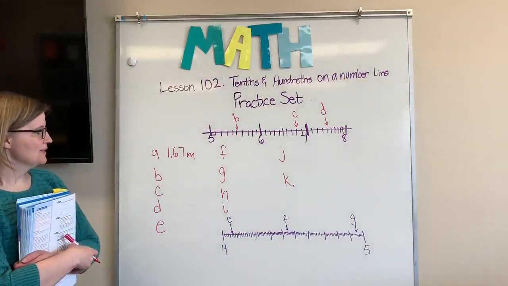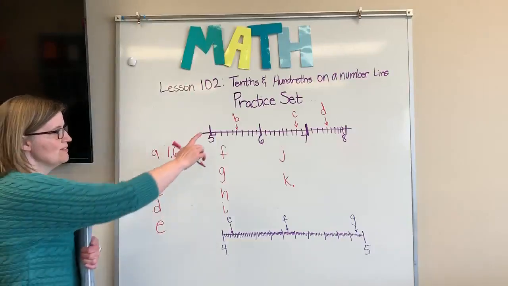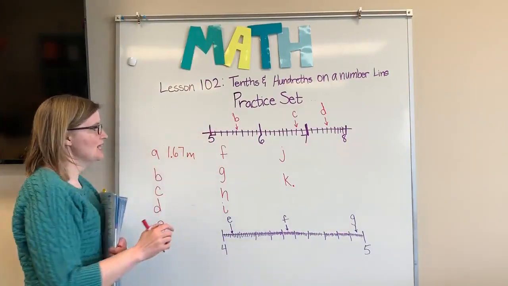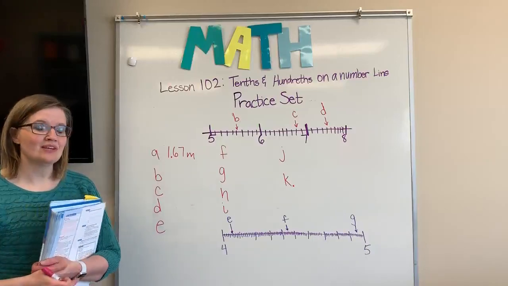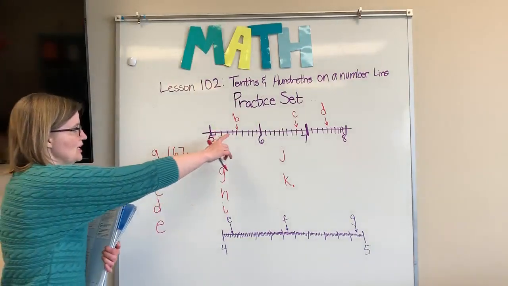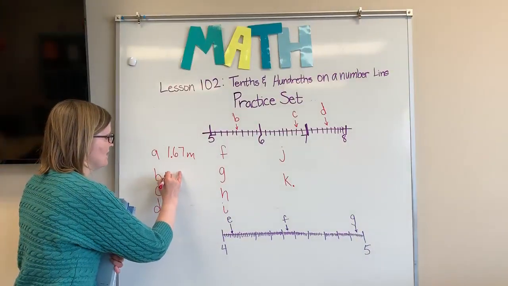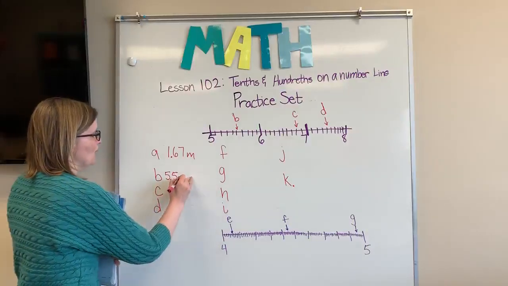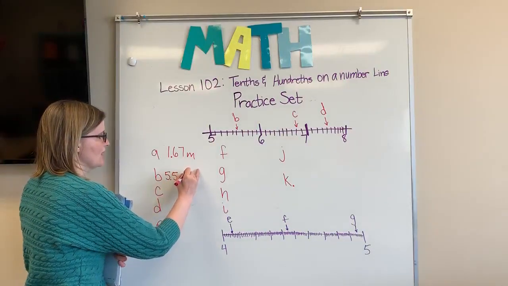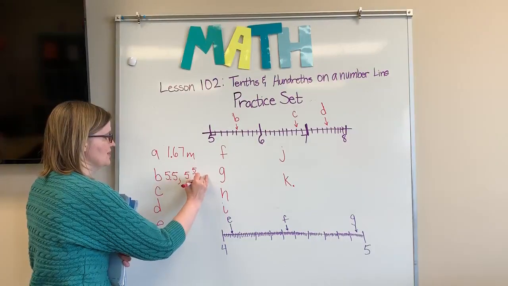Okay, our letter B, they want you to identify this point on a number line, and they want it written as a decimal number and as a mixed number. And so looking at this, we see that it is 5 and 5/10 in decimal form, and we also write it in fraction form, 5 and 5/10.